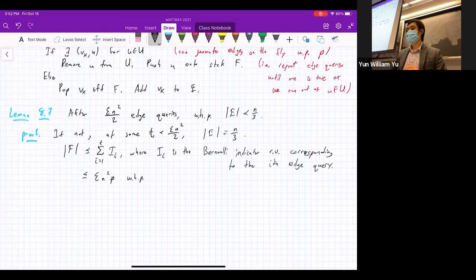Sorry, remind me of epsilon? Epsilon is the term we're using here. So I'll give you a hint. What's the expected value of the size of F?